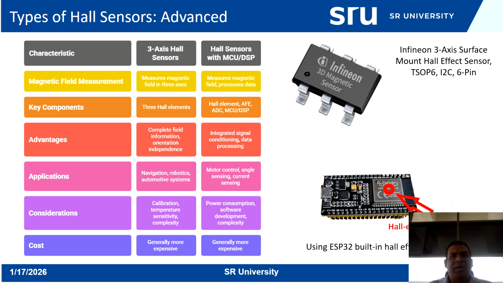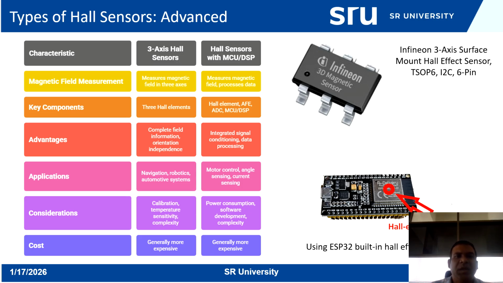A three-axis Hall sensor detects the magnetic fields in X, Y, and Z directions and provides complete magnetic vector information. What is the application of this three-axis Hall sensor? Mainly it is used in smartphones, then compass, digital compass, then wearable devices like our digital watch, AI based watch, then robotics navigation. These three-axis Hall sensors are useful in this particular application.